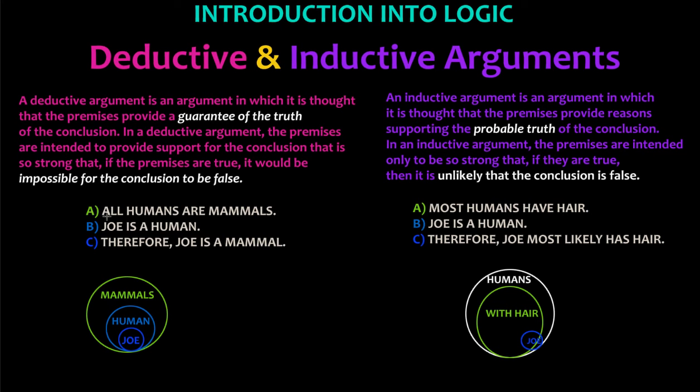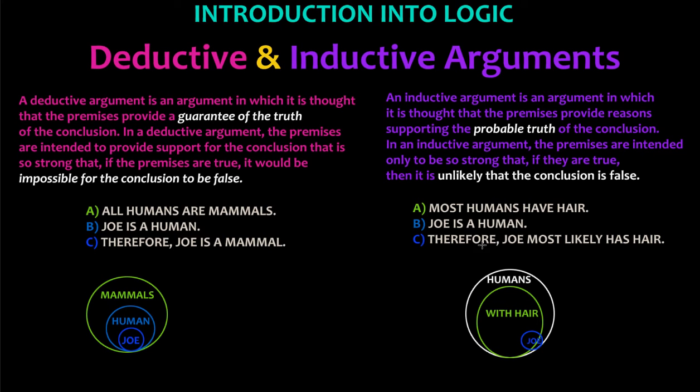Here in A, we have most humans have hair. B, Joe is a human. B is represented by this circle over here, and sorry if that's a little hard to see. However, we notice that this circle overlaps with both categories. We don't know yet if Joe has hair. We can't logically demand that he does or that he doesn't.